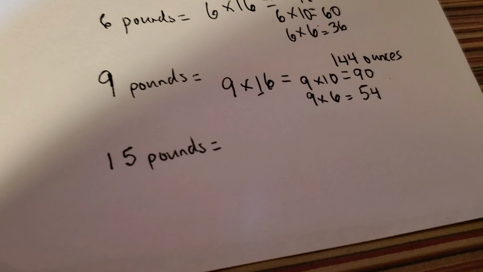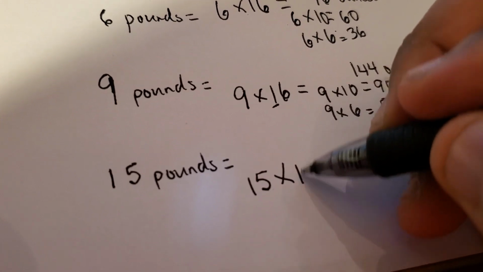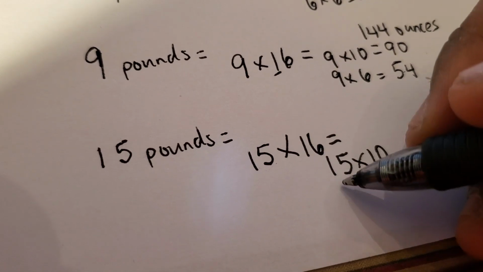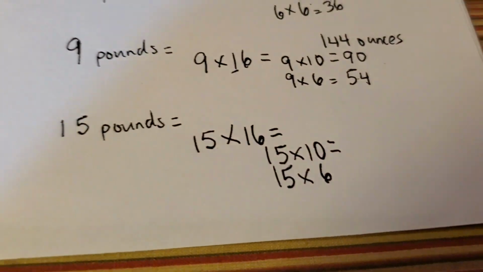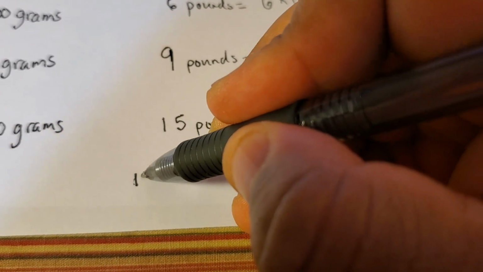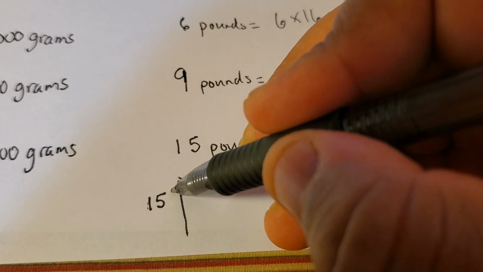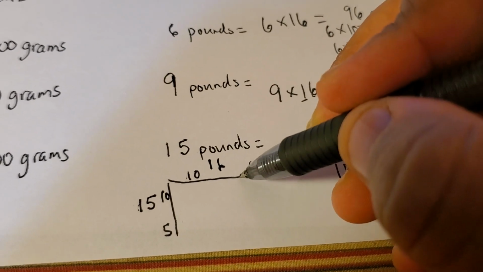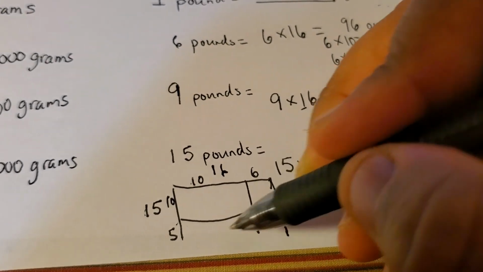And what if it's a double-digit number, like 15? Well, I would do 15 times 16. So you could do 15 times 10 and 15 times 6. All right? Or some people will use an open array, the box method. And you could split this into smaller parts. And then multiply it out.